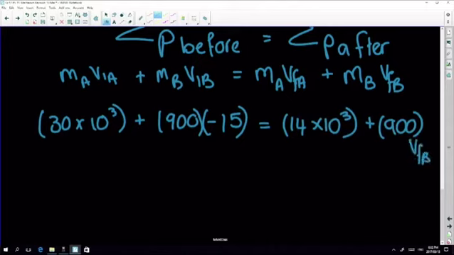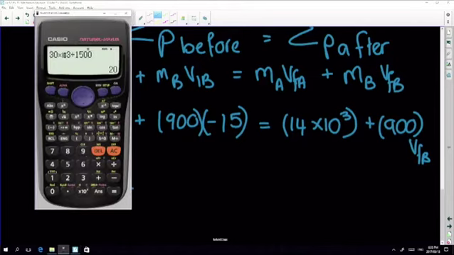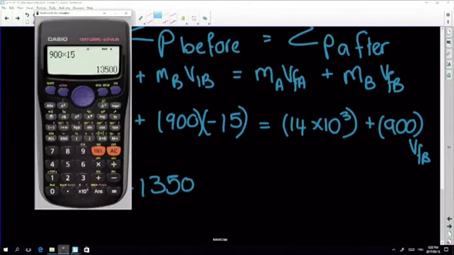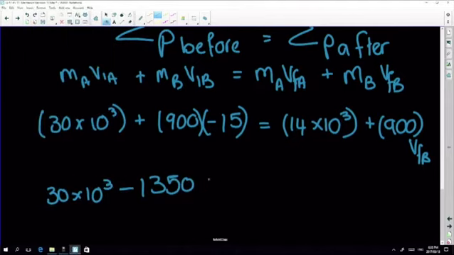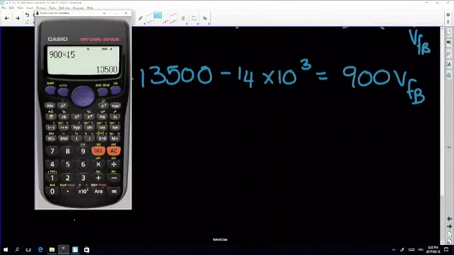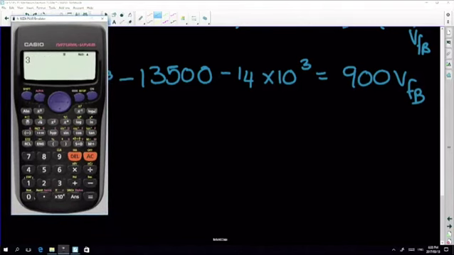That's the science. Now it's a maths problem. So we'll have 30 times 10 to the 3 minus 900 times 15, which is 13,500, and I'm going to minus the 14 times 10 to the 3. So that's 30,000 minus 13,500 minus 14,000, which gives me 2,500.